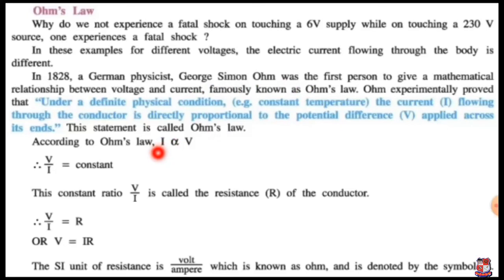According to Ohm's law, from this statement we can mathematically give the expression I proportional to V. That means we can say V upon I is a constant. Now it is our duty to identify what the constant is. From the first line we can see the constant value is nothing but your resistance.